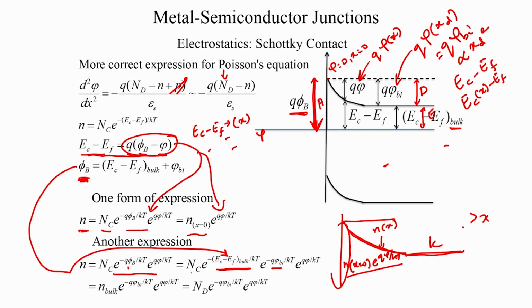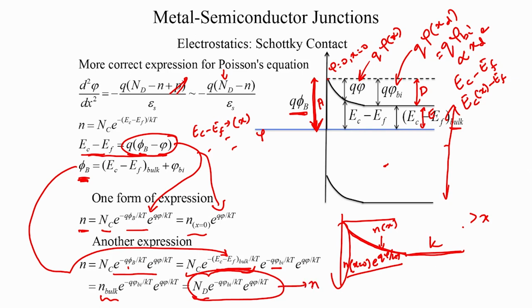So, if you look at this term Nc e to the power (Ec minus Ef bulk) by kT, what is that? That is basically the electron count in the semiconductor before the creation of the junction. That is what is going on in the bulk. So, that is the electron count in the bulk, which is approximately equal to your ND. Okay. So, this is another expression for n. You could use either of these expressions.